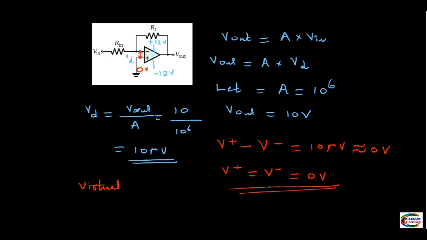Whenever we solve ideal op amp problems, we use this virtual concept. Virtual concept means whatever the input given to one terminal of the op amp, the same input will be there in the other terminal of the op amp. That is the virtual ground.